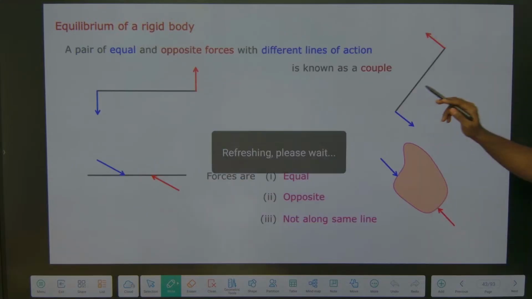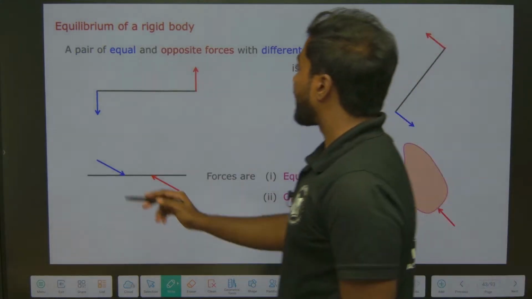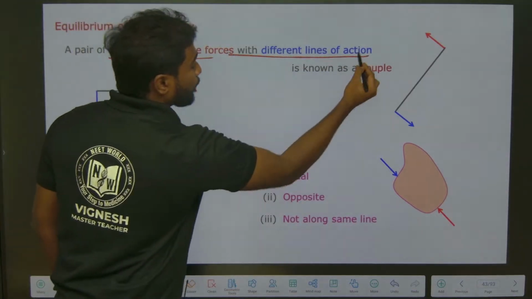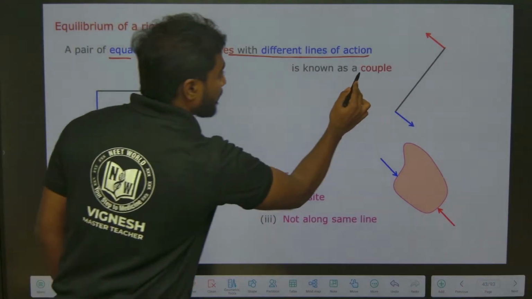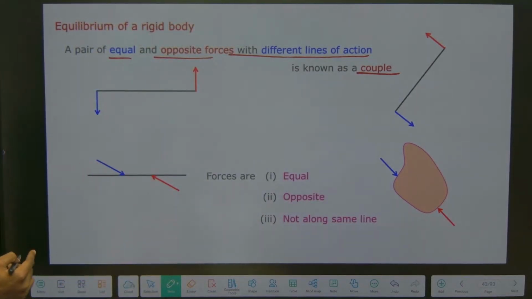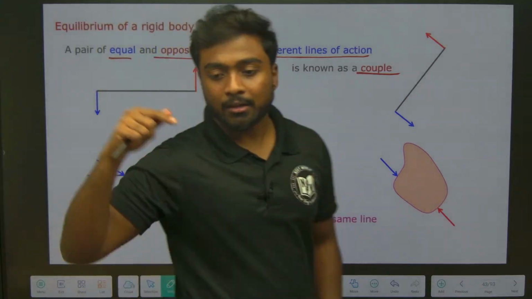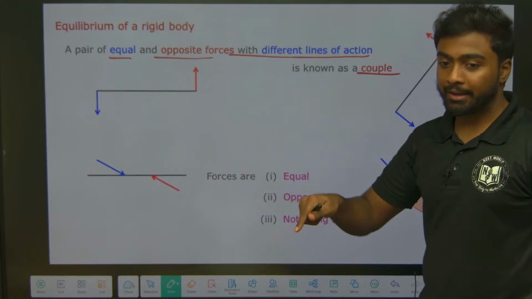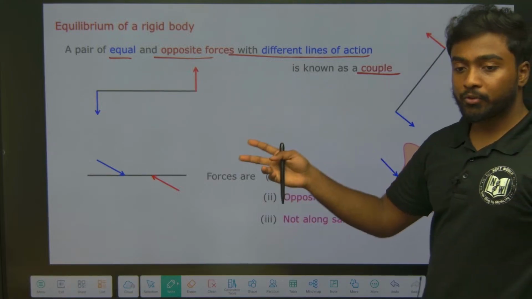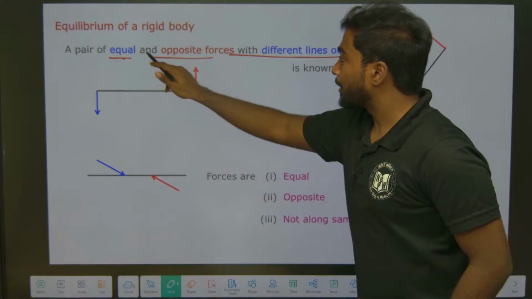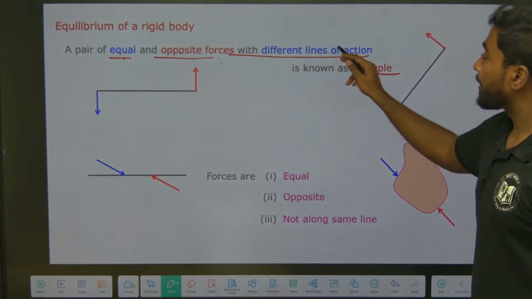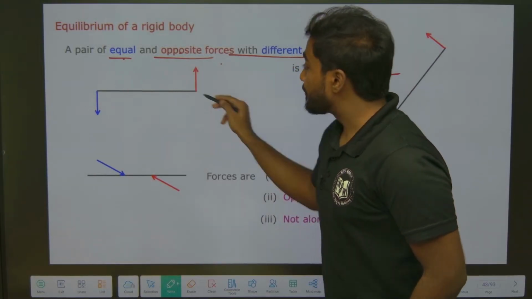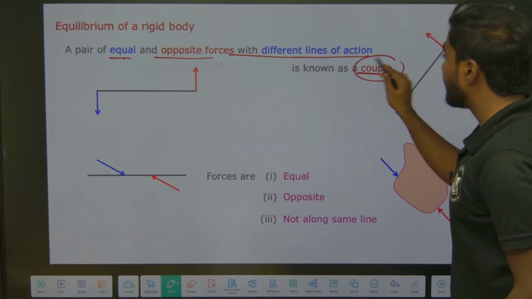Okay. So equilibrium of a rigid body: a pair of equal and opposite forces with different lines of action is known as a couple. In the previous case we have seen the example, two forces at point A and point B, right? Now in the first case both are in the same direction. The second case is in the opposite direction. That's what, a pair of equal and opposite forces with different lines of action. Different line of action means it's not acting in the same line, and that is what we call a couple.